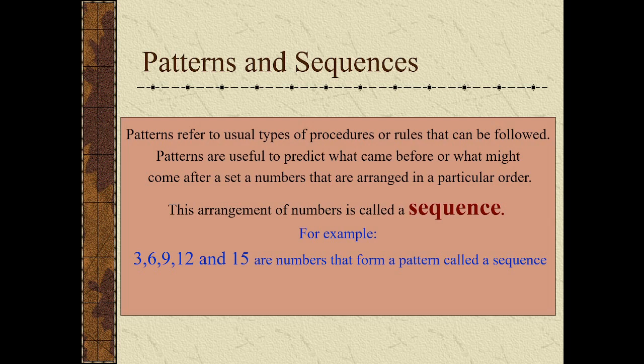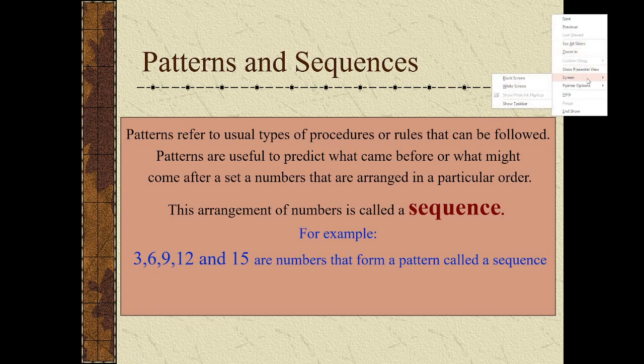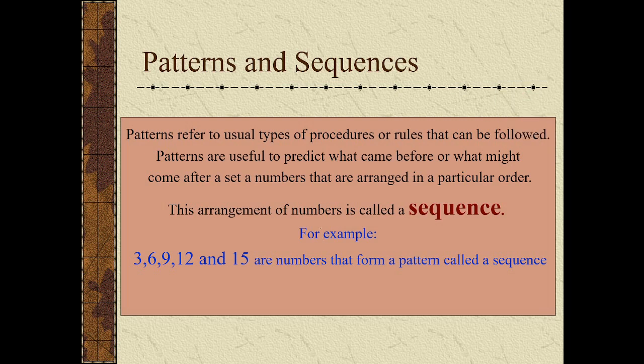3, 6, 9, 12, 15 are numbers that form a pattern called a sequence. Now let's examine further the sequence. What pattern do you see? That's totally right. Adding 3 to get the next number. So meaning the pattern is simply plus 3. This is the term-to-term rule or the pattern that we are looking for.